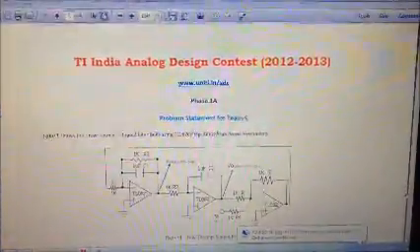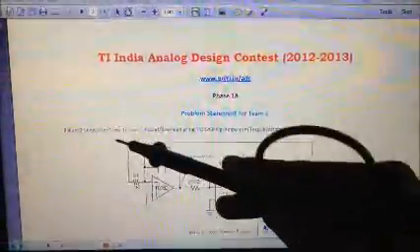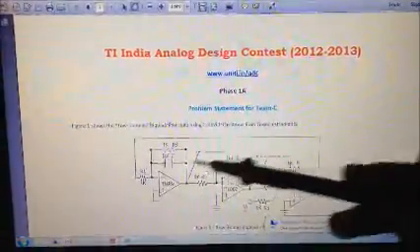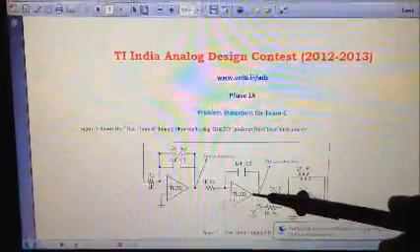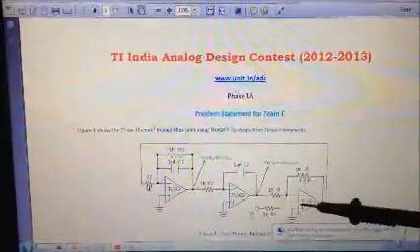So as we can see for phase 1A, our problem statement is as shown in the following diagram. It's a Tau Thomas biquad filter. The Thomas biquad filter is divided into three stages. The first stage being a low pass filter, the second stage, as shown here, is an integrator circuit, and the third stage being an inverting amplifier.